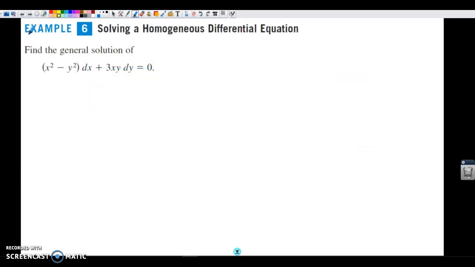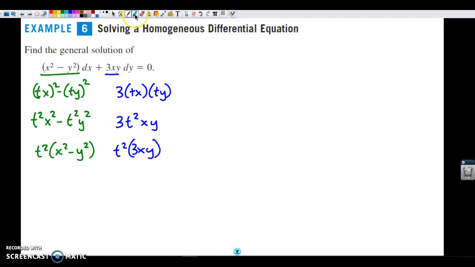So for example, to find the general solution of this differential equation, x squared minus y squared dx plus 3xy dy equals 0, let's verify first that the things in front of the dx and the dy are homogeneous of the same degree. So we'll make the substitution there. We'll just plug in the tx and ty. I'm going to do that off camera. So now you can see that these two functions, the green function and the blue function, were homogeneous of degree 2 because I can pull out a t squared from both of them.